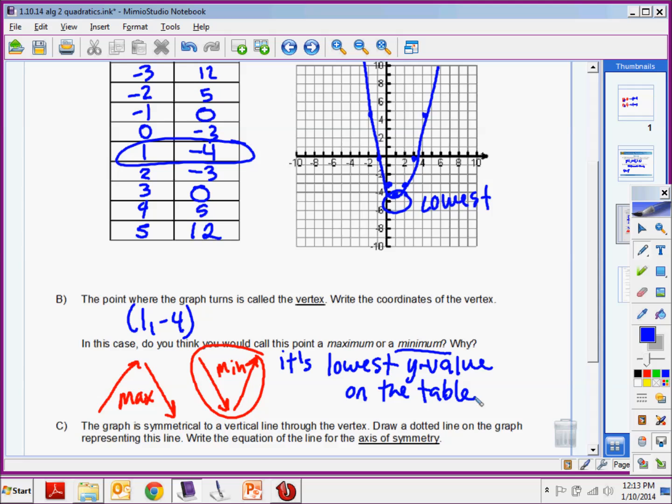If you're looking at a graph, you're looking to see what is happening to your function. If your function is decreasing, then increasing, that's a given that you're dealing with a minimum.